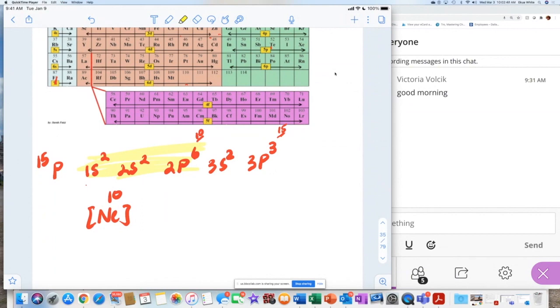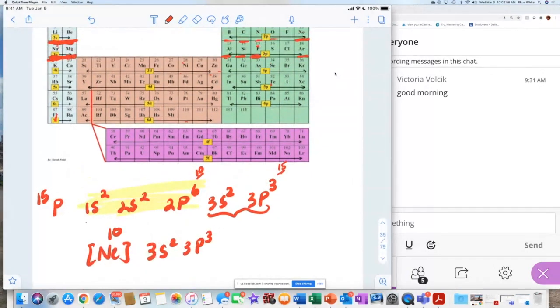Now I have to show the remaining. So I just copy these down here: 3s2, 3p3. Or if I don't want to copy it, I can just go here. From neon, you've got to cover this part and then cover these three. Okay.